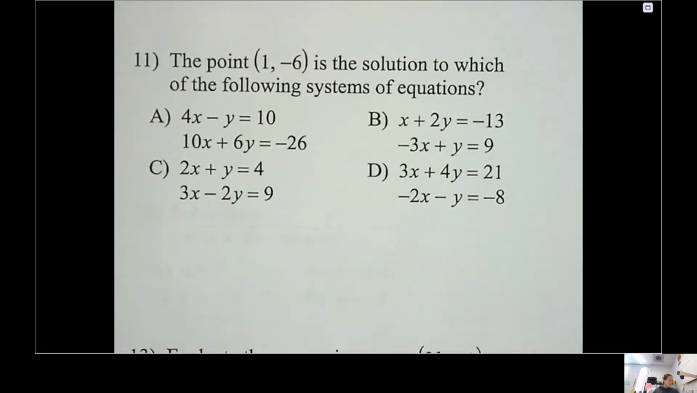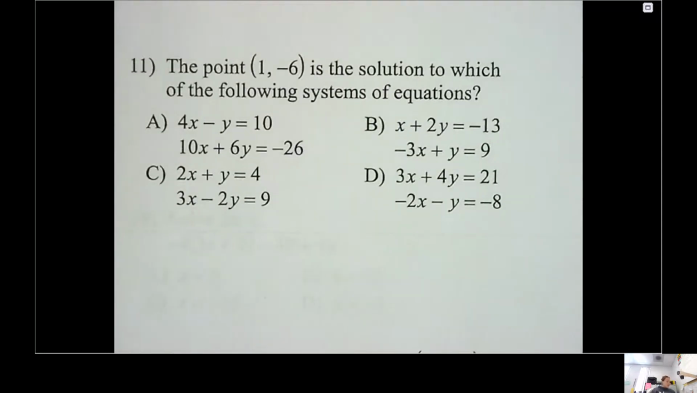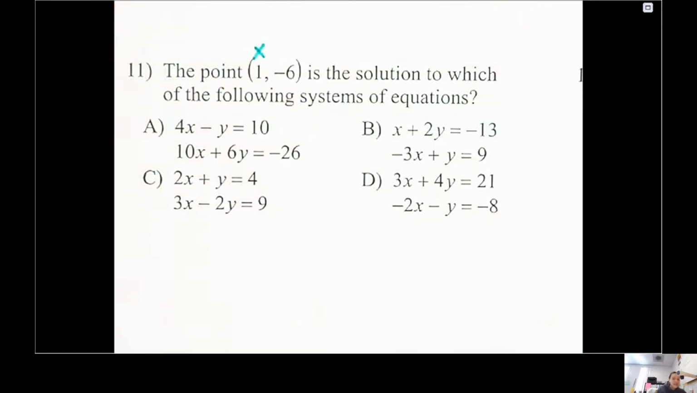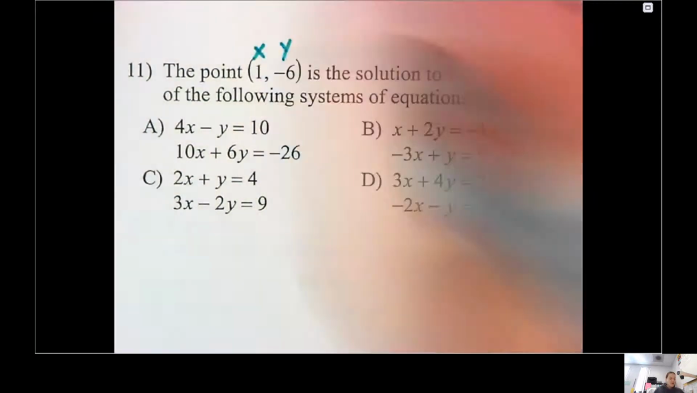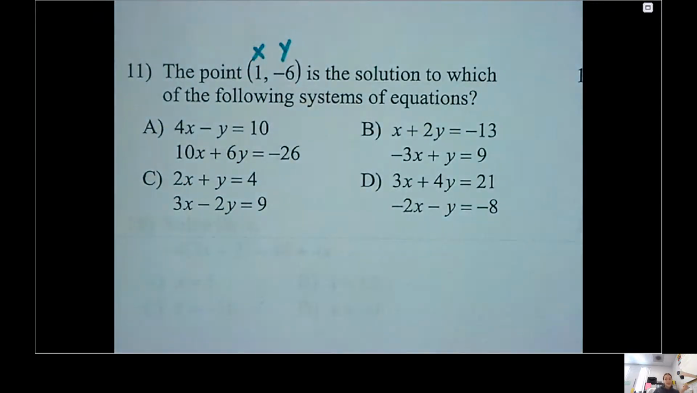Number 11. The point (1, -6) is the solution to which of the following systems? Now, you could physically sit here and do all of the systems of equations by either elimination or substitution, you could definitely do that, but I'm going to make my life easy. I'm going to take this first number as my x value and the second one as my y, if you think about it on a graph, and I'm just going to plug them into the equations and see which one matches, which one works.